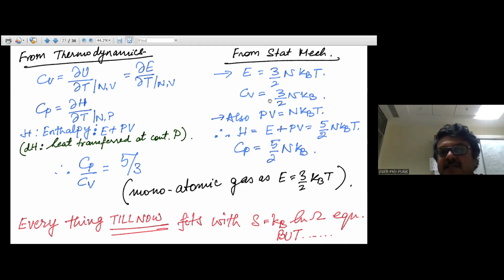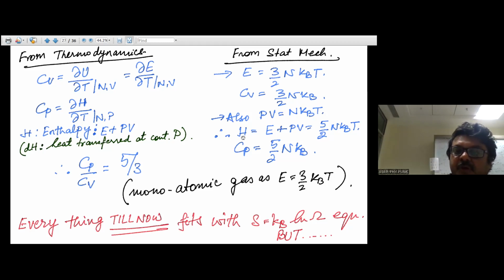Cv is, in that case, you can calculate it, take a derivative with respect to temperature, 3 by 2 nkB. But PV equals nkBT is also, which I proved, the ideal gas equation, which we got from StatMech, right? We, of course, associated various quantities. We called various derivatives. We associated P by T with the derivative of S with respect to volume. But finally, we also got this, nkBT.